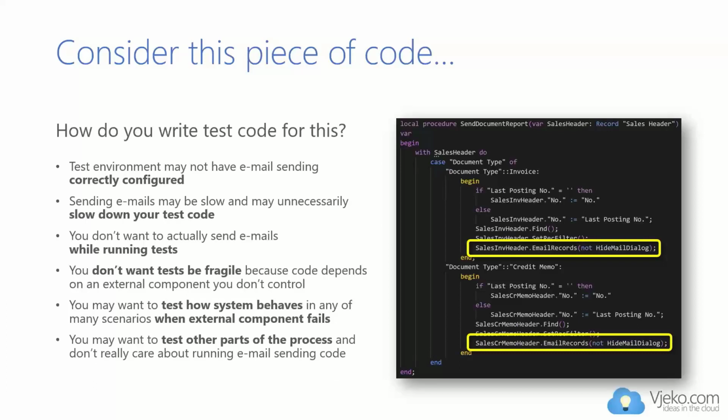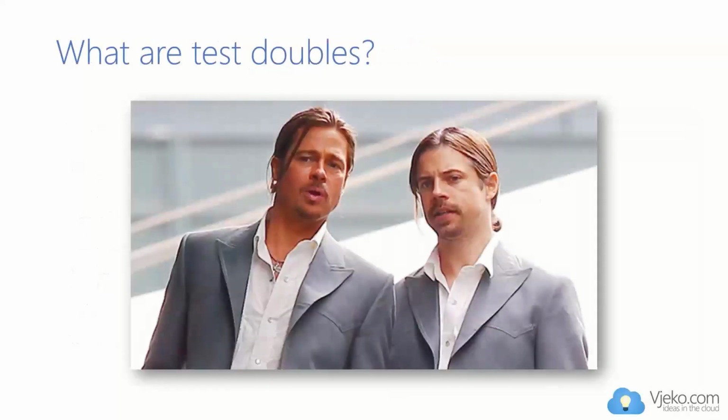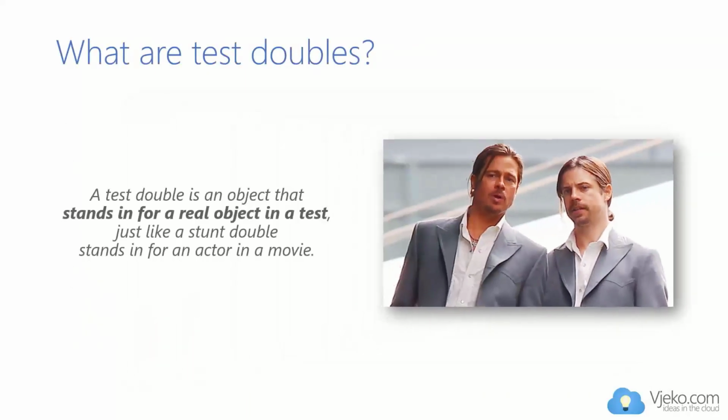Now that you have seen the obstacles that we have when we have these kinds of external dependencies inside our code, let me try to answer the question of what test doubles are. The easiest way to illustrate that would be to say that a test double is an object that stands in for a real object in a test, just like a stunt double stands in for an actor in a movie. That is why we call them test doubles.